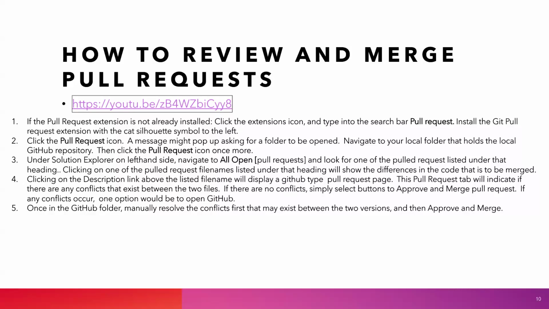This pull request page will indicate if there are any conflicts that exist between the two files. As you saw in the video, one of the pull requests we did through Visual Studio Code, and then to resolve the merge conflict, we did it through the website. If there are no conflicts, you just simply approve and merge pull requests. And if there are conflicts, you go to the website. Then once you're in the GitHub folder, you can manually resolve the conflicts that may exist between the two versions before merging.